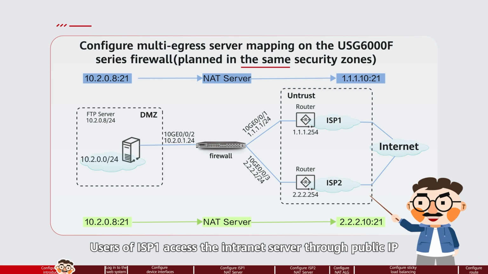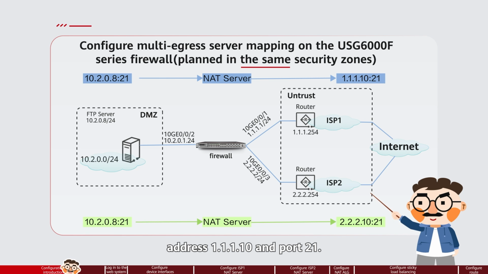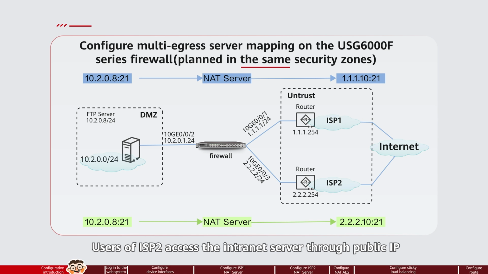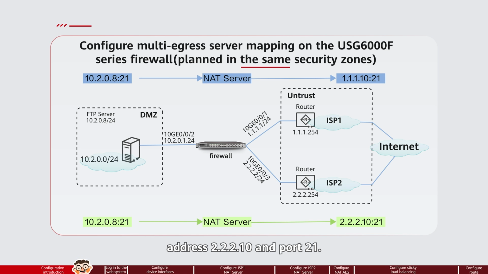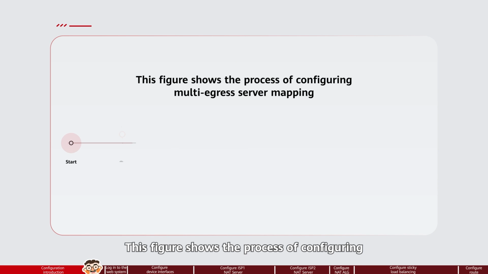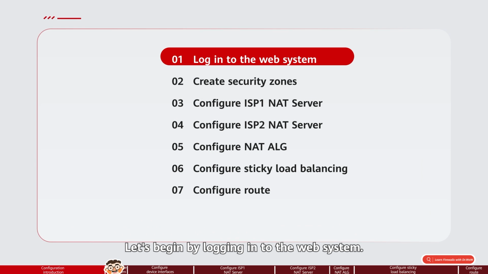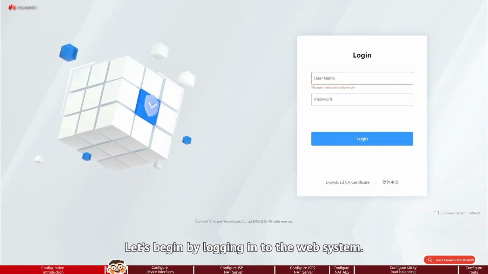Users of ISP1 access the intranet server through public IP address 1.1.1.10 and port 21. Users of ISP2 access the intranet server through public IP address 2.2.2.10 and port 21. This figure shows the process of configuring multi-egress server mapping. Let's begin by logging in to the web system.